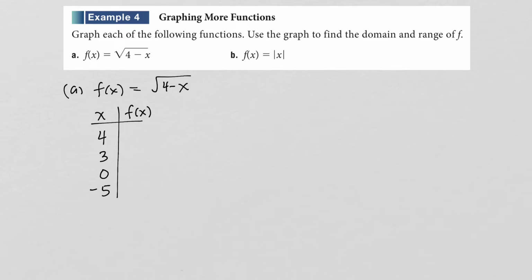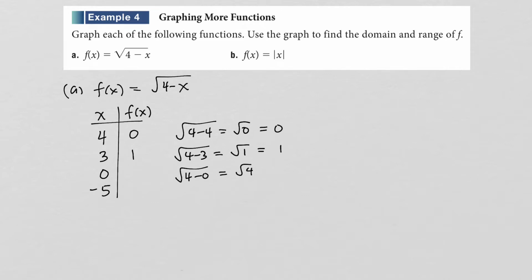So when you plug in 4, you get the square root of 4 minus 4, which is the square root of 0, which is 0. When you plug in 3, you get the square root of 4 minus 3, which is the square root of 1, which is 1. When you plug in 0, you get the square root of 4 minus 0, which is the square root of 4, which is 2. And when you plug in negative 5, you get the square root of 4 take away negative 5, which is the square root of 4 plus 5, which is radical 9, or 3.